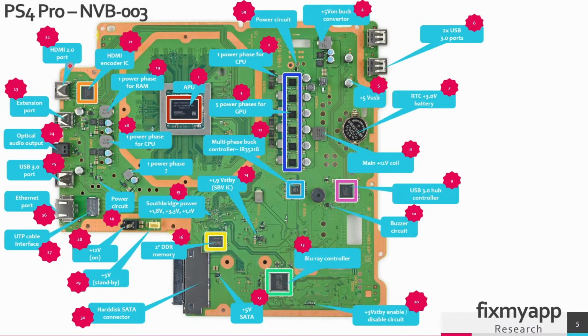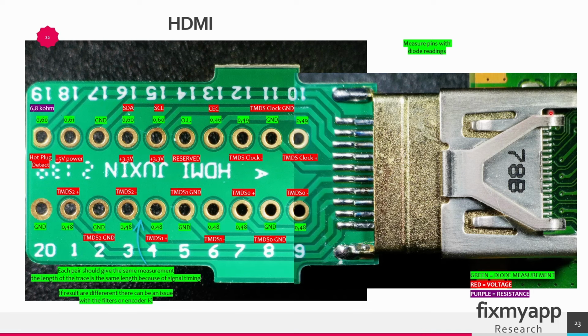The HDMI port is located at region 22, and the HDMI encoder chip is located in region 21. So this is the HDMI connector on the console. When you connect in a breakout board, then you can measure the different pins that are located inside of this HDMI connector. The labels in red are the names of the pins, and the labels in green are the diode measurements, and the labels in purple are the resistance values.